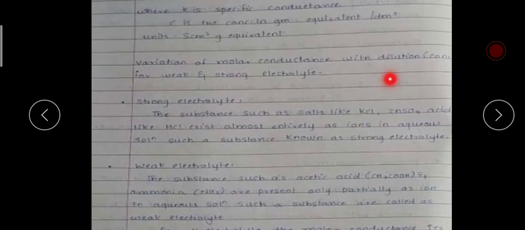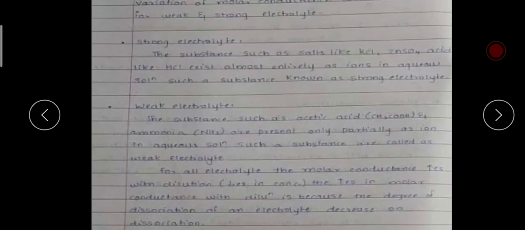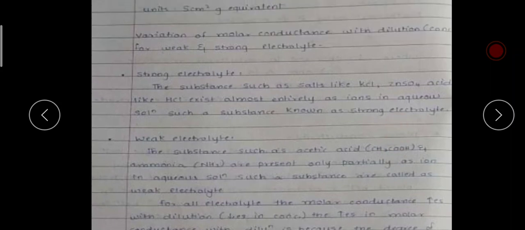Now, variation of the molar conductance with the dilution. Dilution means concentration. Weak and strong electrolyte. First of all, what we have to talk regarding is the strong electrolyte and weak electrolyte. Then we will discuss the effect, the variation of the molar conductance with the dilution or the concentration. First of all, we will talk regarding the strong electrolyte.